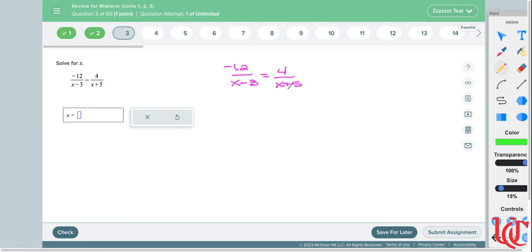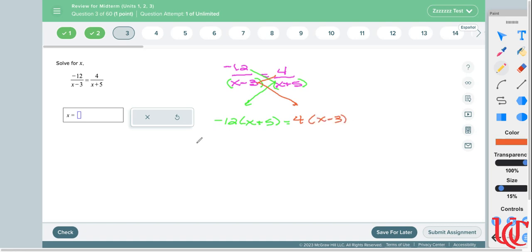Now, this is the only time that we can cross multiply. Keep in mind, this is one term, so I like to keep things in parentheses so that I have things grouped together and don't think of different parts of it. Whenever we have a fraction equals a fraction and there's that equal sign in there, we can cross multiply. So it's always the top times the bottom. So this is negative 12 times x plus 5 equals, and then the other one is going to be 4 times x minus 3.